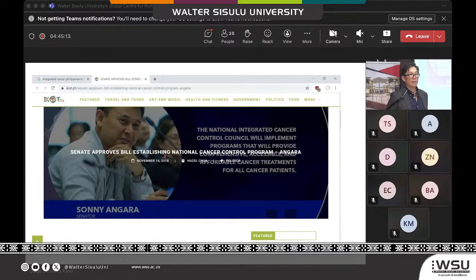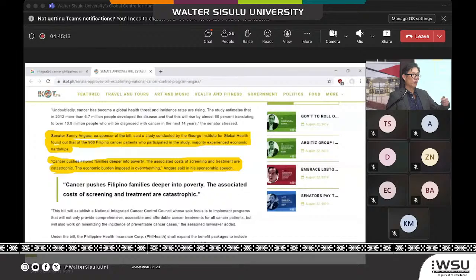At the time, the Philippine Senate was considering the implementation of what was called the National Integrated Cancer Act, which was going to establish a national program of cancer control, and was going to provide financial coverage, so reduction in out-of-pocket costs for people seeking cancer care. In a debate over this act, Senator Angara cited the findings of the study as support for this new act.